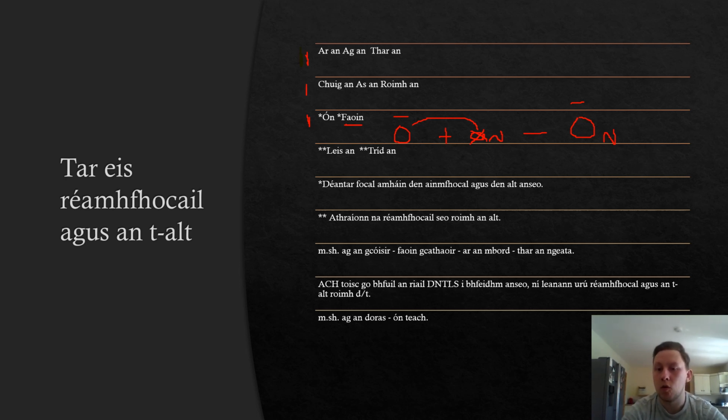So an example of "on" would be from the city, on plus an Urú, and again, tá sé faoin mbord. He's under the table.